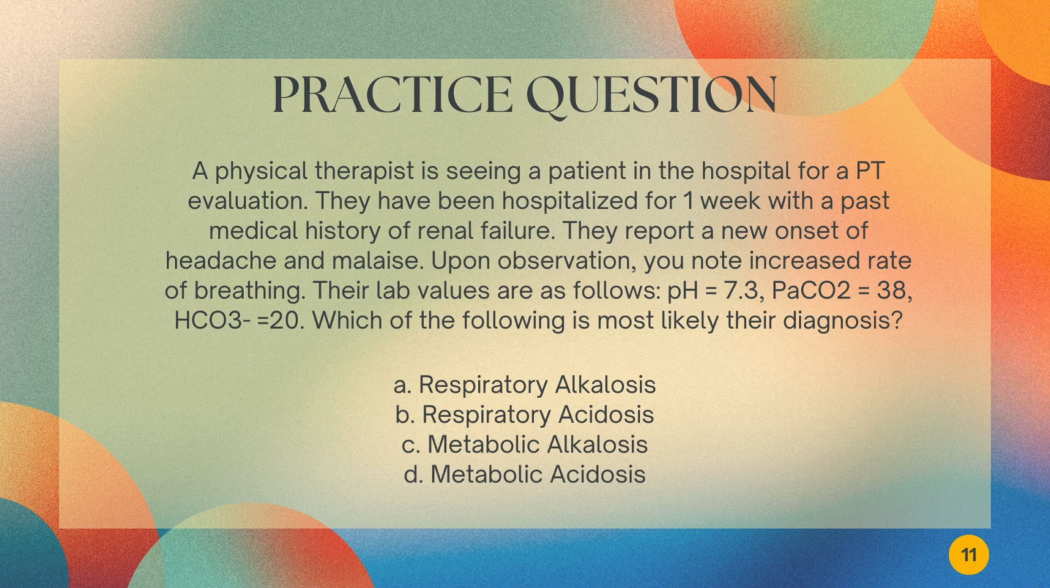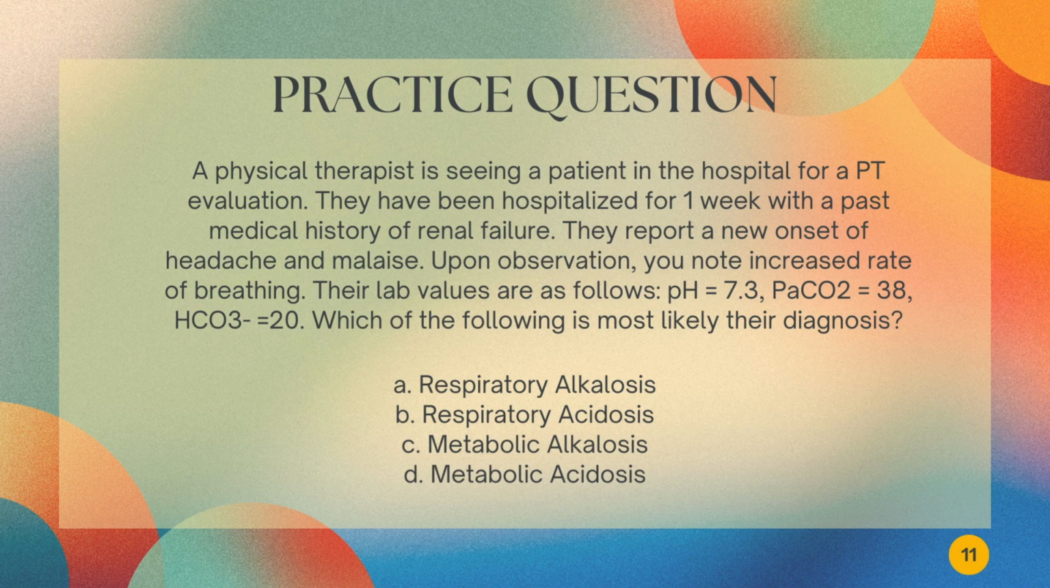Okay, so from this question, what are you seeing that we talked about today and what can we group together? So they have a past medical history of renal failure. We talked about that today, how that can lead to one of these issues. Their symptoms are headache and malaise and an increased rate of breathing. And even if those symptoms are not giving you a picture of who this patient is, we do have lab values that we can use to determine it.